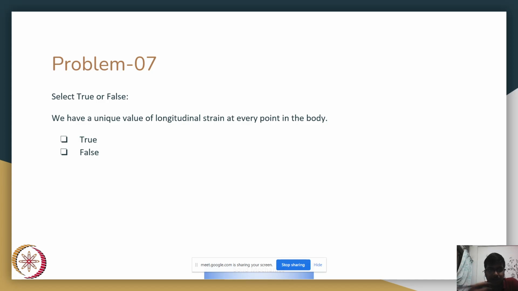Okay, the seventh problem. It's a simple true or false statement. You have a unique value of longitudinal strain at every point in the body. Is this true or false?